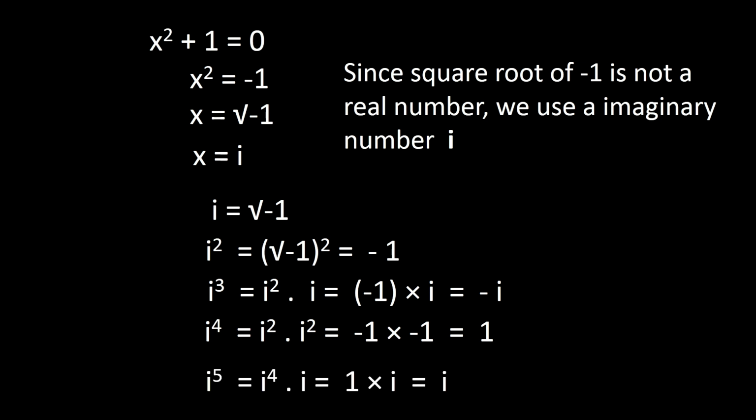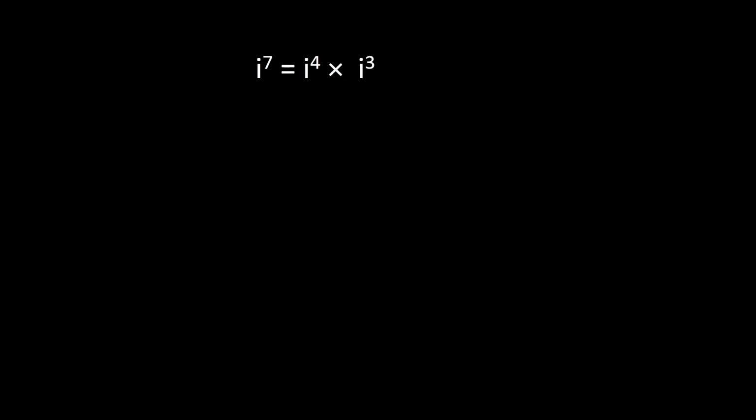Now let's say i raised to power 5. i raised to power 5 is equal to i raised to power 4 times i, which is equal to 1 times i, which is equal to i. Let's say i raised to power 7. i raised to power 7 should be i raised to power 4 times i raised to power 3. So i raised to power 4 is 1, as we have said before, and i raised to power 3 is minus i. So the result is equal to minus i.